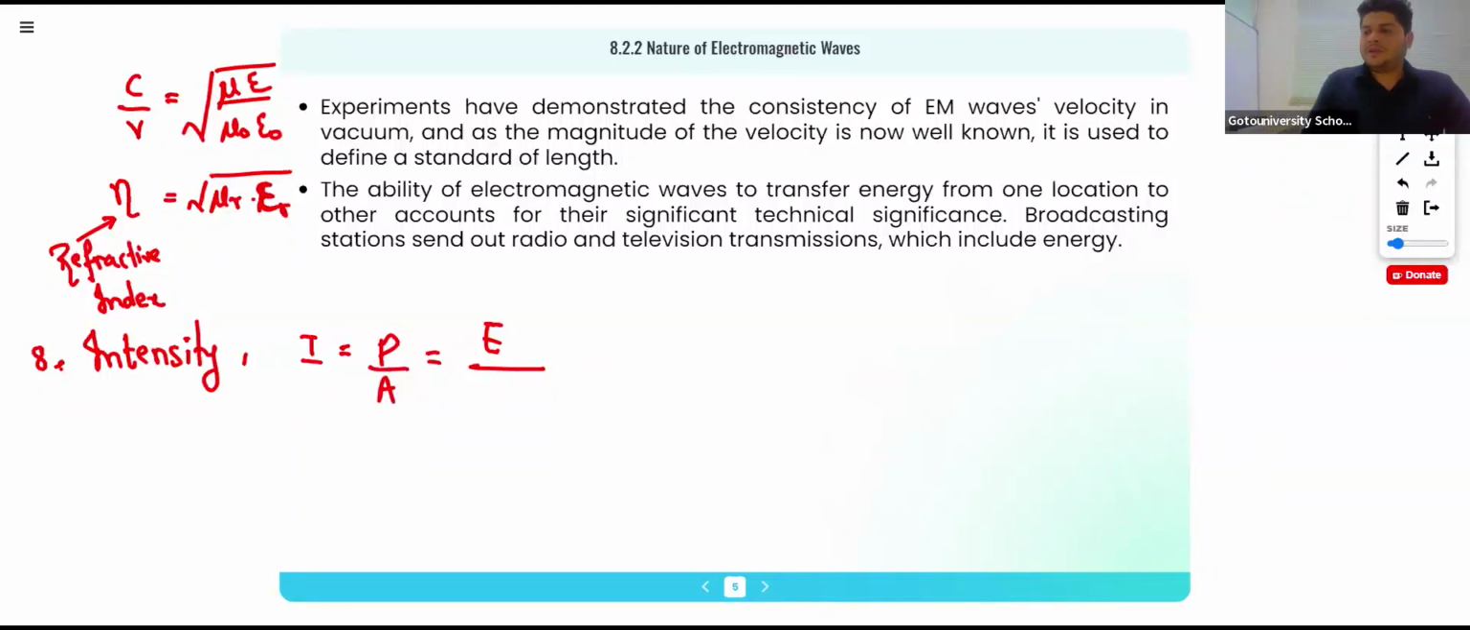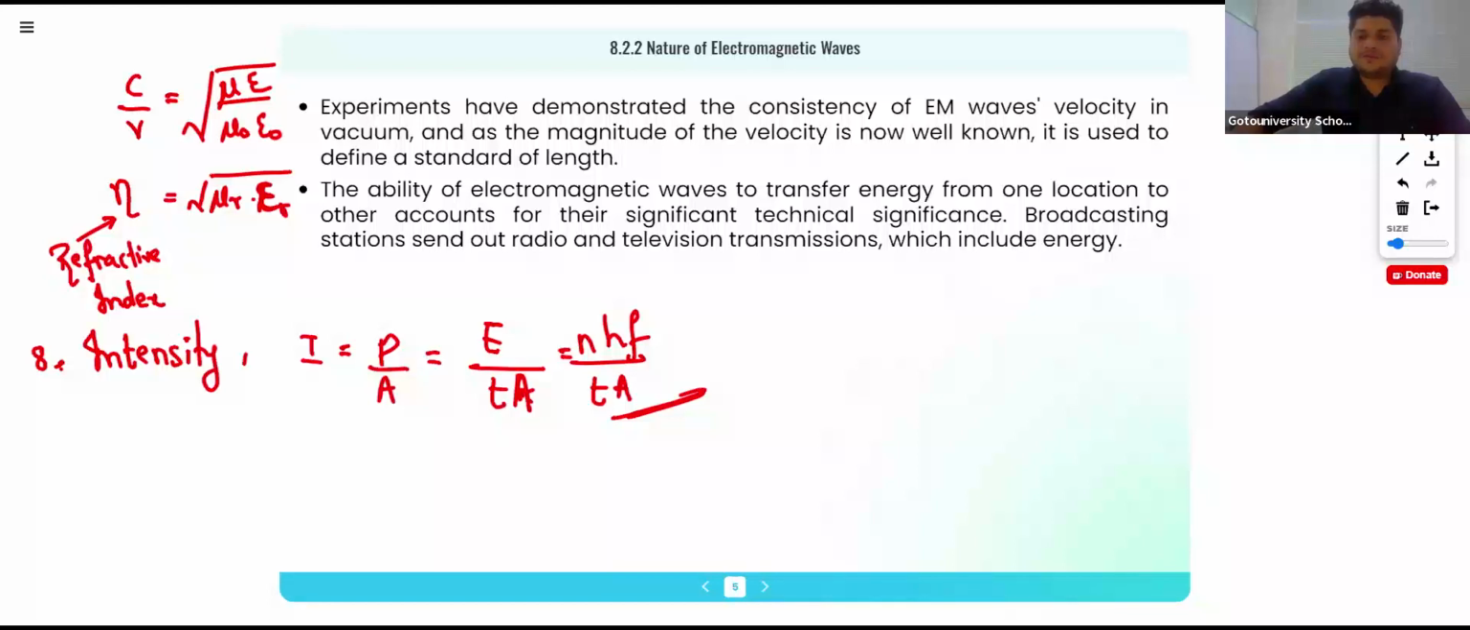Intensity will be equal to P upon A. Sorry, here P is not pressure, it's momentum. So here P upon A will be equal to E upon tA. And what is E? Energy. What is energy? Energy is hf, photon energy. So here it will be nhf, if the number of photons is more. And down we have tA. So this will be your intensity.